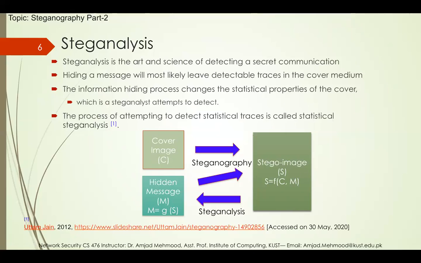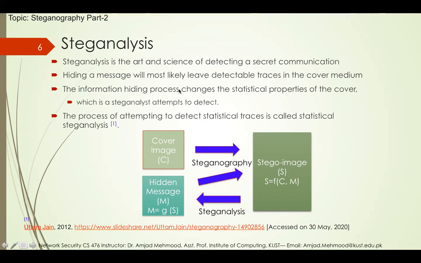Steganalysis is the art and science of detecting secret information. Hiding a message will most likely leave detectable traces in the cover medium. The information hiding process changes the statistical properties of the cover, which steganalysis attempts to detect. Now, the job of steganalysis is to detect traces, where you have stored information inside that cover.